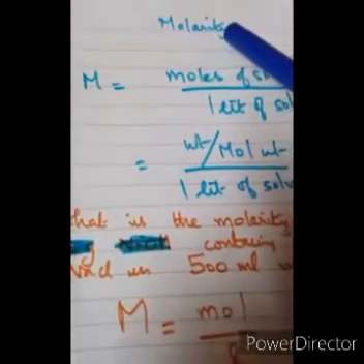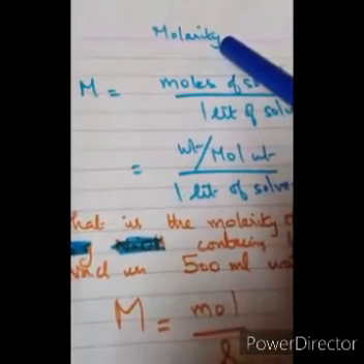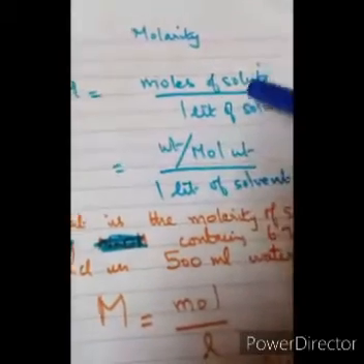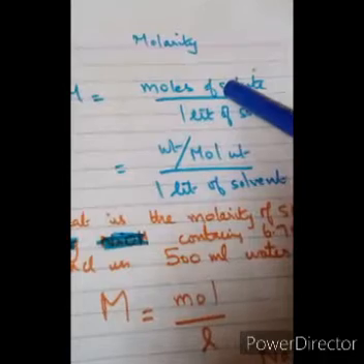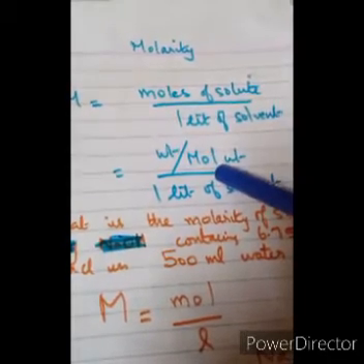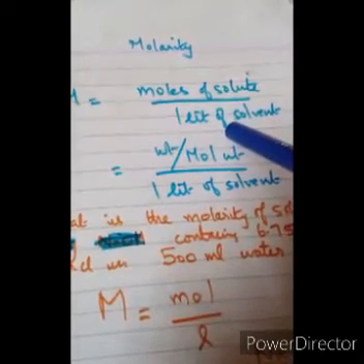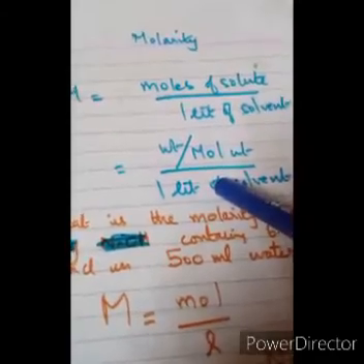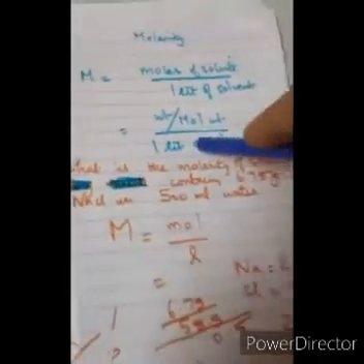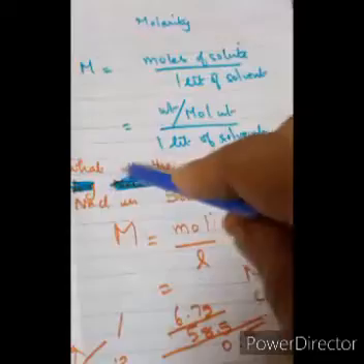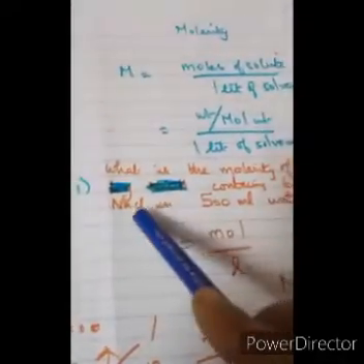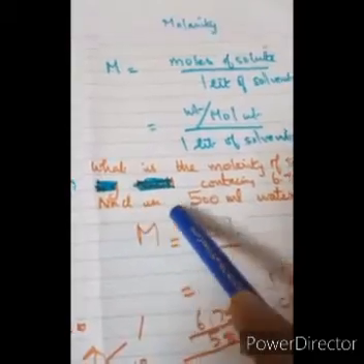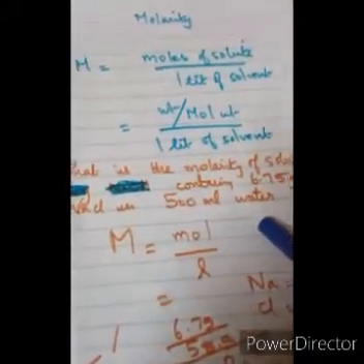The third method of expressing concentration is molarity. It is expressed as moles of the solute in liters of solvent. Moles we get by dividing weight by molecular weight. The solvent volume should be expressed only in liters. Let us see a simple problem. What is the molarity of a solution containing 6.75 grams of sodium chloride, NaCl, in 500 ml of water?